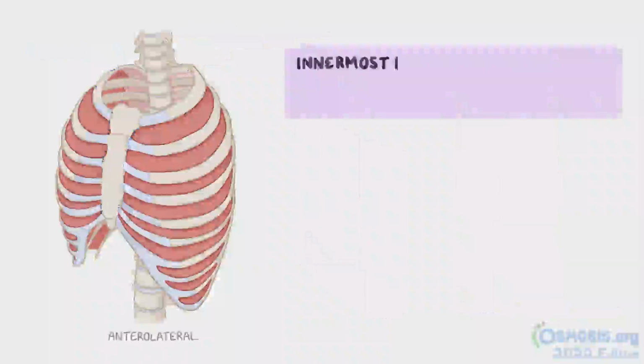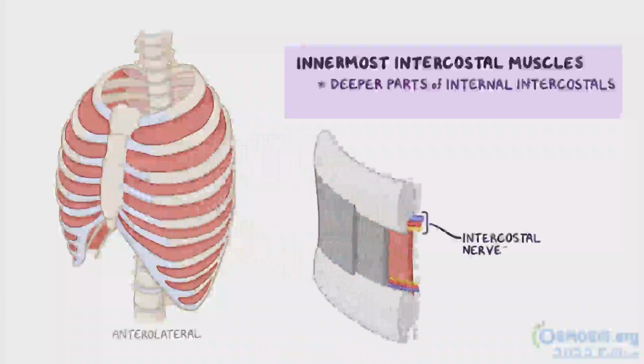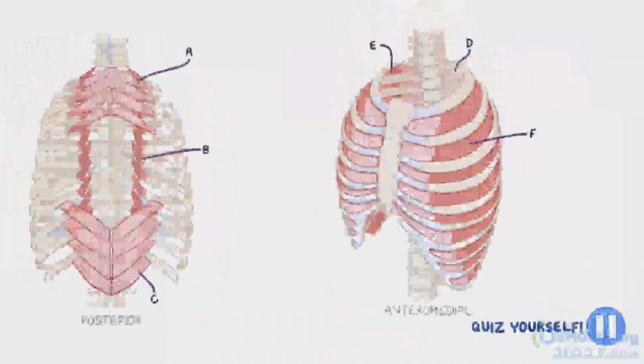Finally, the innermost intercostal muscles are basically the deeper parts of the internal intercostal muscles, and are separated from them by intercostal nerves and vessels. These muscles pass between the internal surfaces of adjacent ribs and occupy the most lateral parts of the intercostal spaces. And just like the internal intercostal muscles, they likely play a role during expiration. Now, take a moment and try to identify some of the structures we have just talked about on these images.